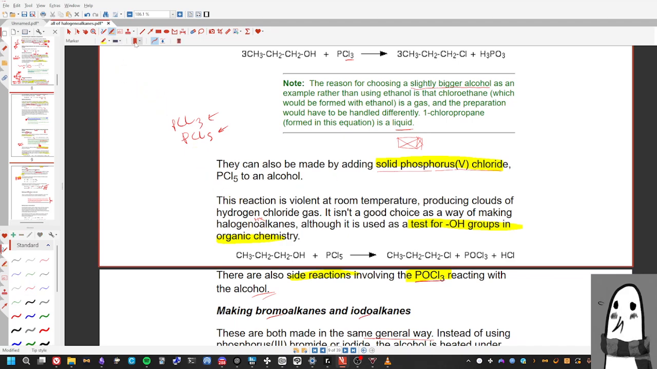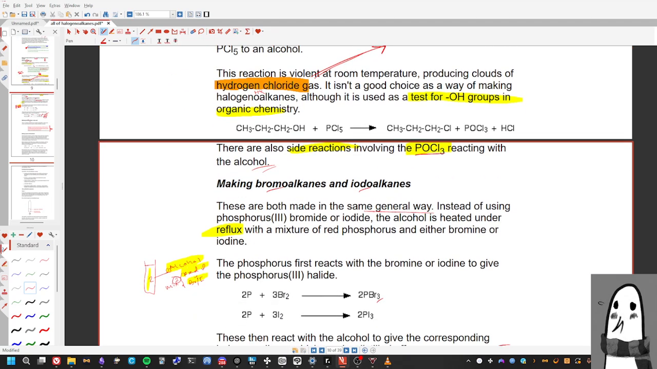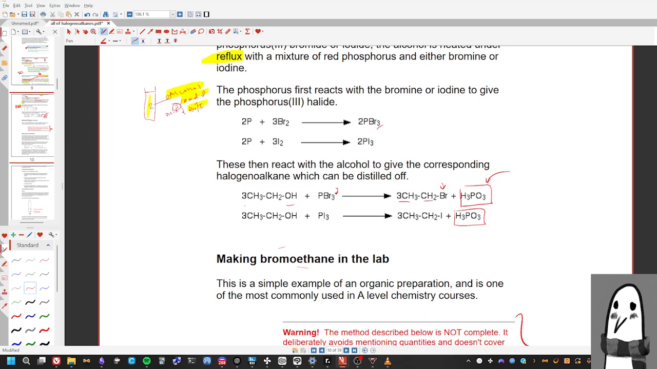Your hydrogen halide was involved over here, but that was only when talking about your solid phosphorus(V) chloride.